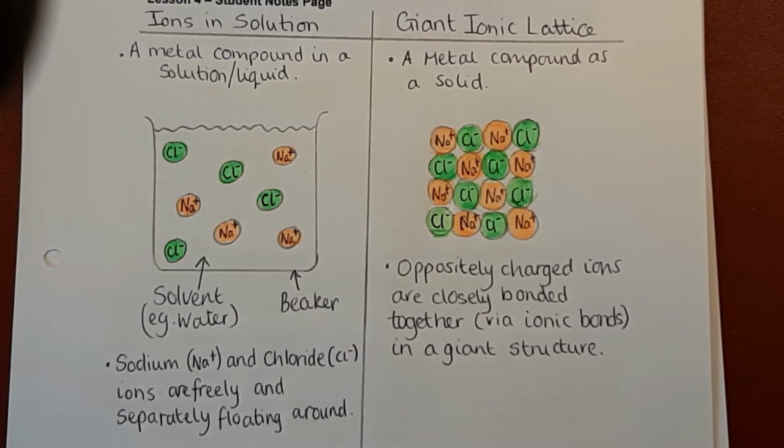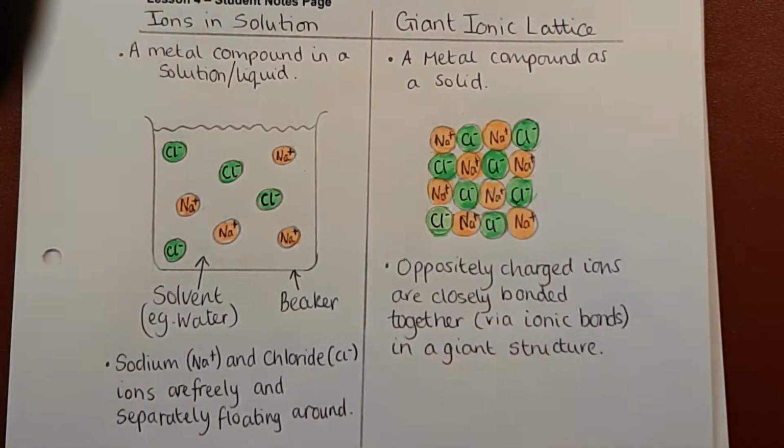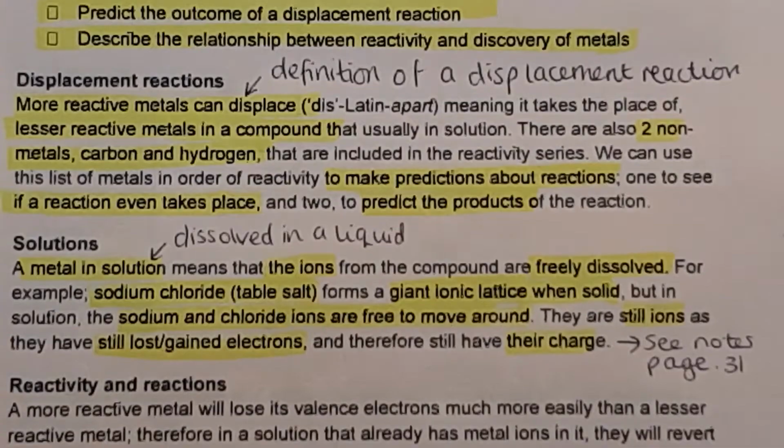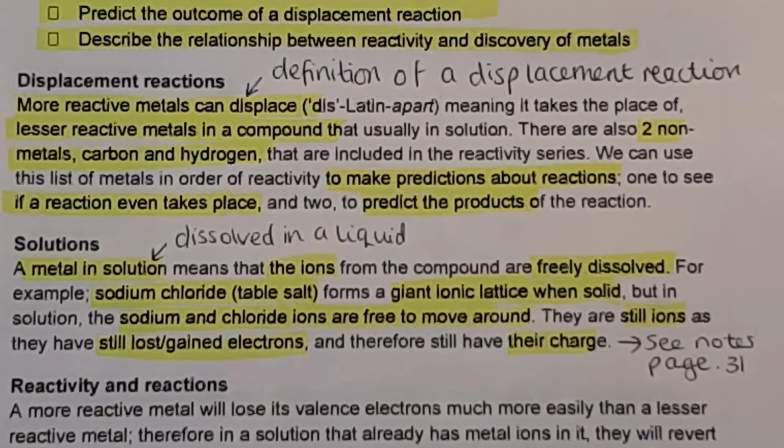So once you've done that, we're going to go back to the booklet to page 26. So we're back to the booklet on page 26 now. As you can see, we were here at solutions, and we'd talked about our giant ionic lattice and how the ions look when they're moving around in solution. And so we need to write a little note here to say, see our notes on page 31 or on our notes page. Or if you've just written this on paper, then that's fine.